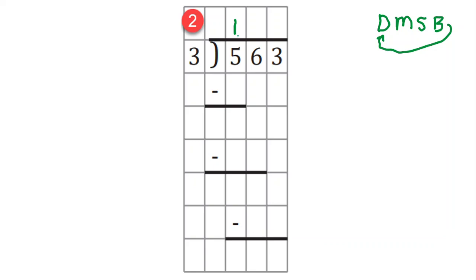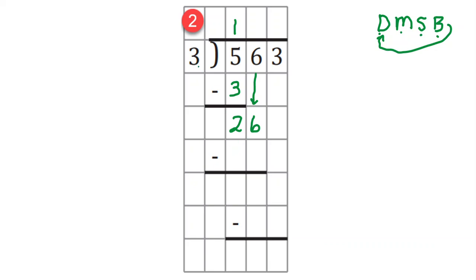Right, 1 time. Okay, I just divided. Now I'm going to multiply. 1 times 3 is what? 3, right. Now I'm going to subtract. 5 take away 3 is 2, right. Now I'm going to bring down any numbers that I can bring down. So I'm going to bring down this 6 right here. Keep everything lined up.